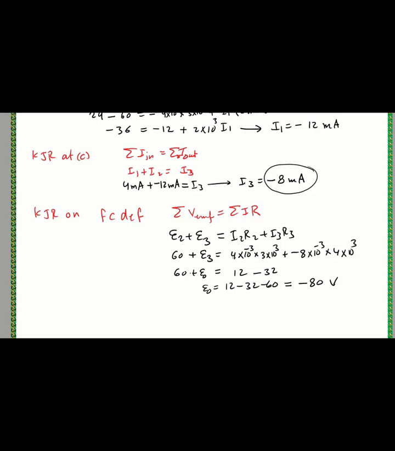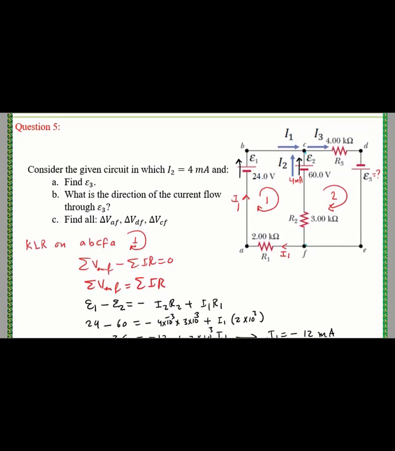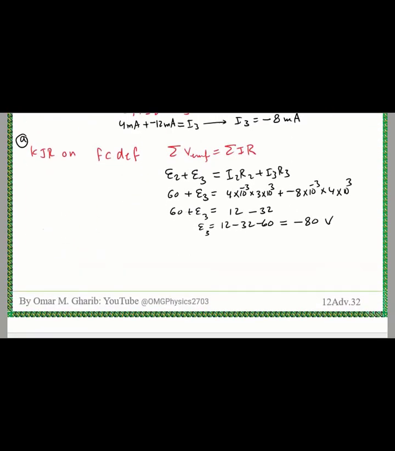Again, the battery epsilon 3 should be inverted. In the graph, it is drawn with the negative up and the positive down. This is epsilon 3 in the graph. But since the answer is negative 80, it should be inverted. This is the real position for it.